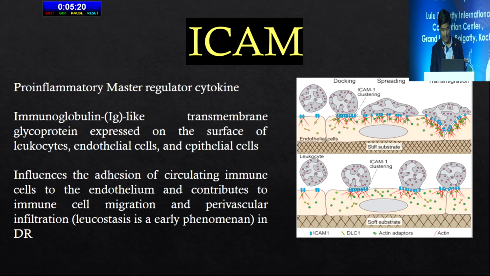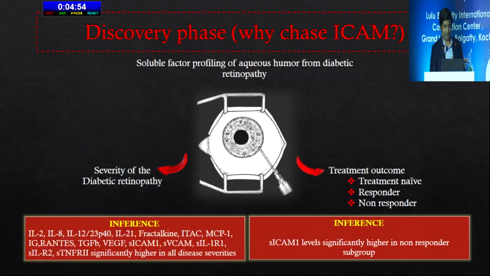Now, what is ICAM? ICAM is a pro-inflammatory master regulator cytokine. It acts upon the LFA1 receptor, which is the blue thing that you can see, and ICAM is the small green thing. This causes leakage in the cells, it influences the adhesion of circulating immune cells, and it contributes to immune cell migration. If we remember, leukostasis is the earliest phenomenon that one encounters in diabetic retinopathy.